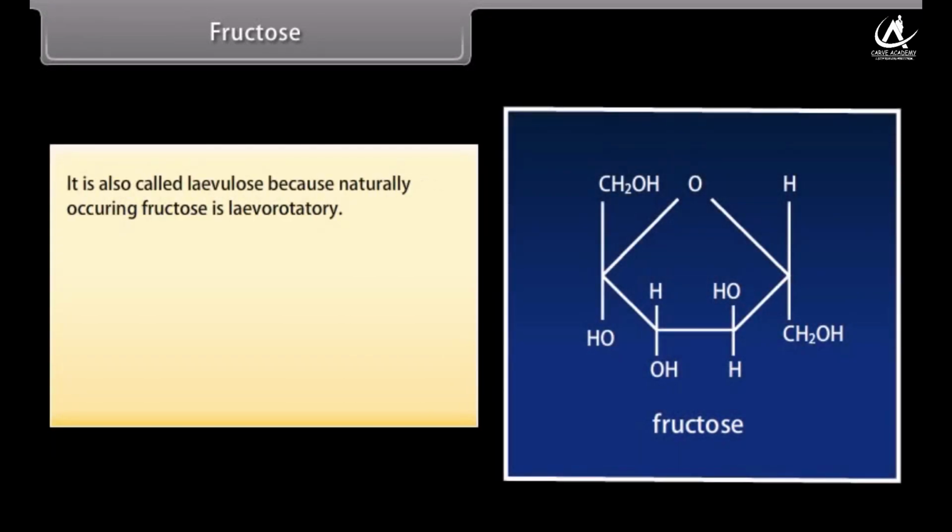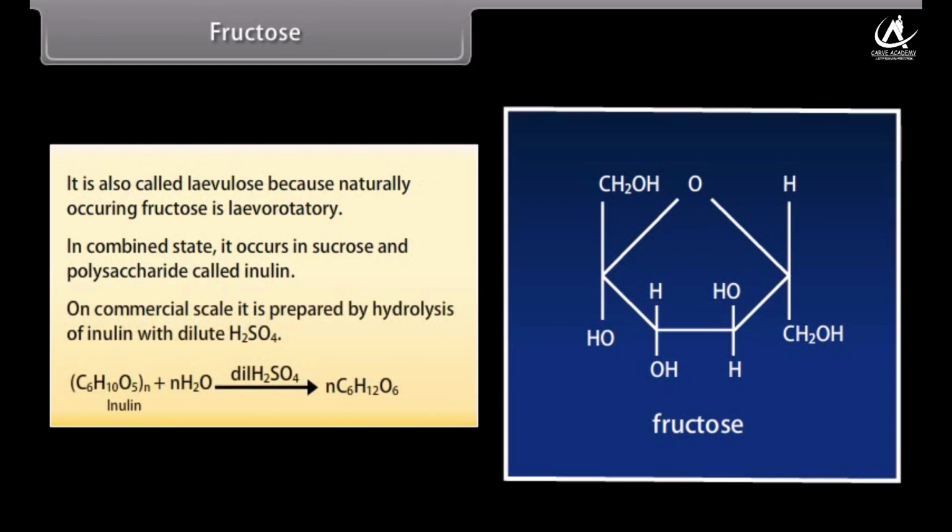It is also called levulose because naturally occurring fructose is levorotatory. In combined state, it occurs in sucrose and the polysaccharide called inulin. On commercial scale, it is prepared by hydrolysis of inulin with dilute H2SO4.